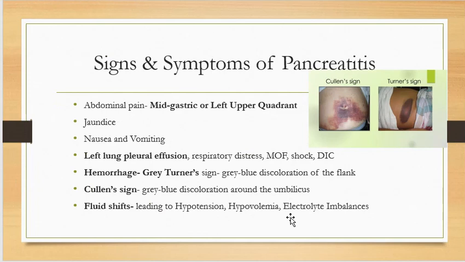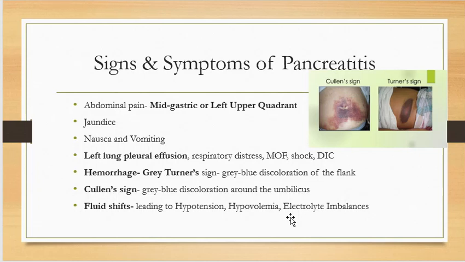All right, so what are the signs and symptoms of pancreatitis? So for the acute stage, which is the autodigestion, we have mid-gastric or left upper quadrant pain. It can come on suddenly, and they can present with jaundice, nausea and vomiting, abdominal distension, tachycardia, fever. So they can have left lung pleural effusions.